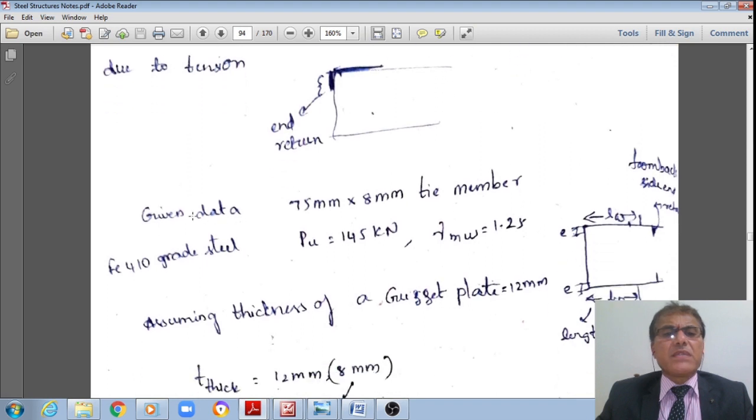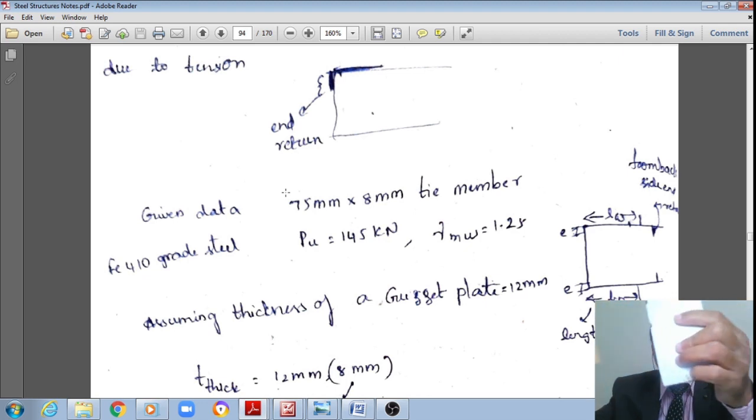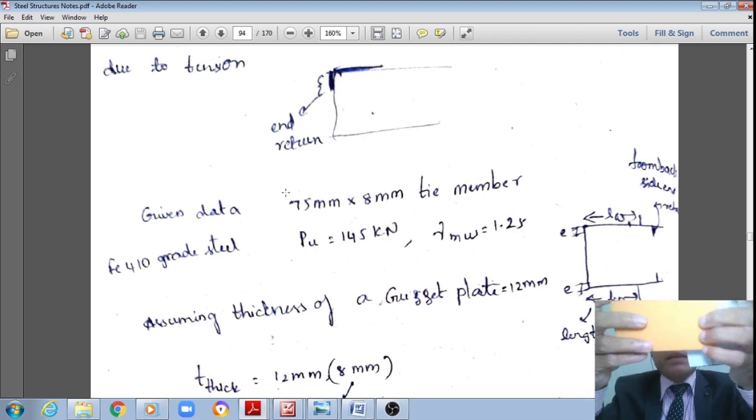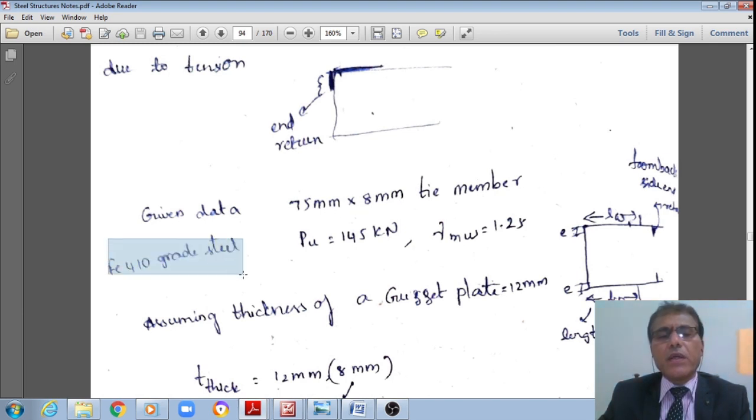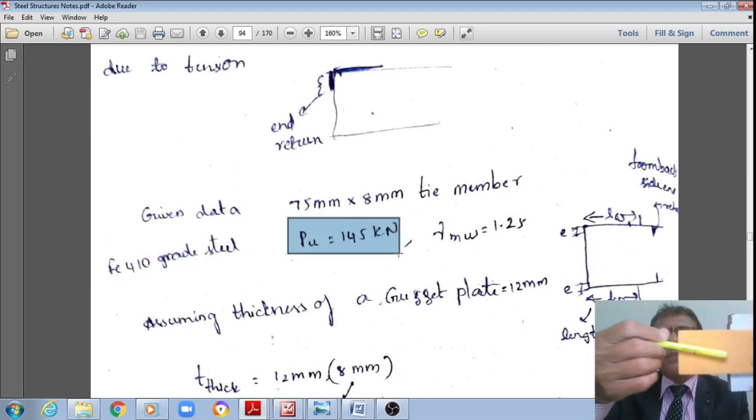Now, this is the given data, student. 75 by 8 mm is a tie member, and we need to connect it to a gusset plate. And also what is given is use Fu 410 grade steel. Therefore, the Fu for the steel is equal to 410 Newton per mm square, and it is subjected to a factored tension force of 145 kilonewton.